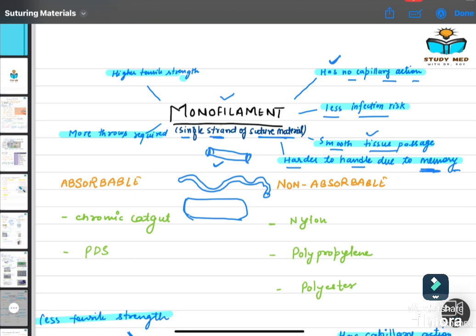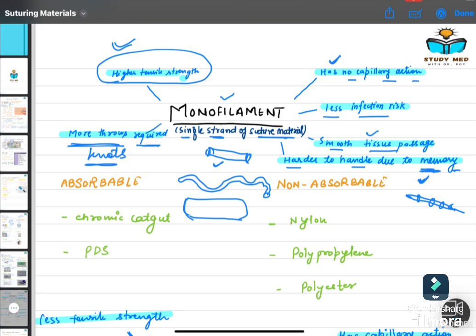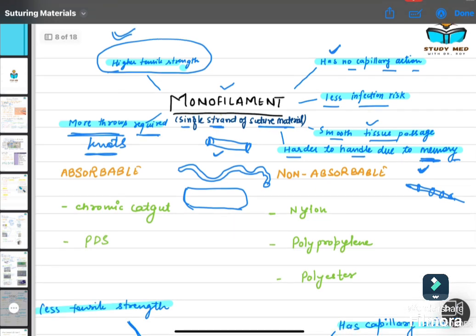Since it has good memory, to fix the suture on any tissue we need more knots or more throws, otherwise it will show its memory. Hence more throws, or better, more knots, are needed, and it has higher tensile strength. Examples of monofilament absorbable sutures we've already seen: chromic catgut and PDS.